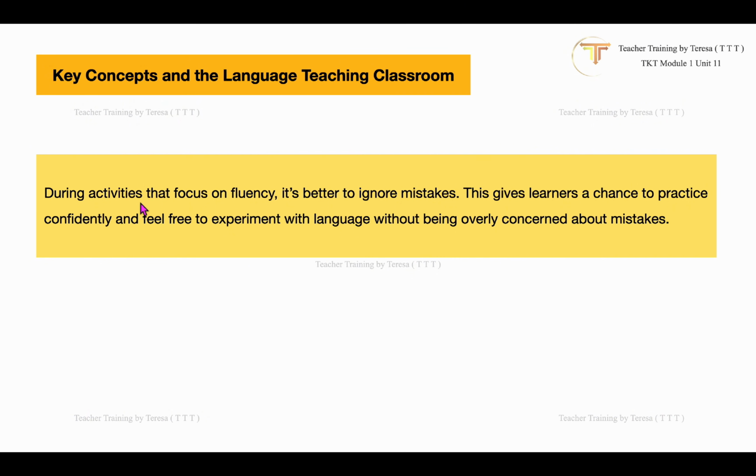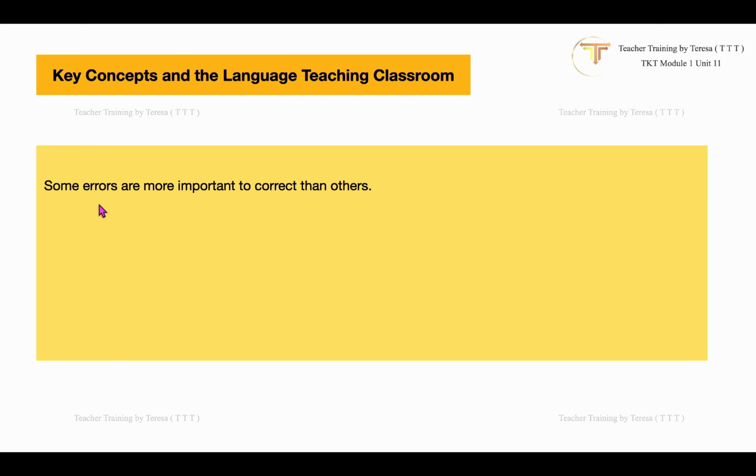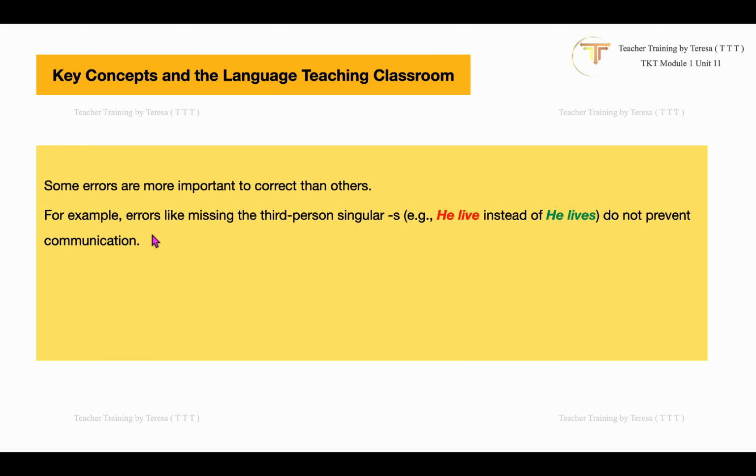During activities that focus on fluency, it's better to ignore mistakes. This gives learners a chance to practice confidently and feel free to experiment with language without being overly concerned about mistakes. Some errors are more important to correct than others.